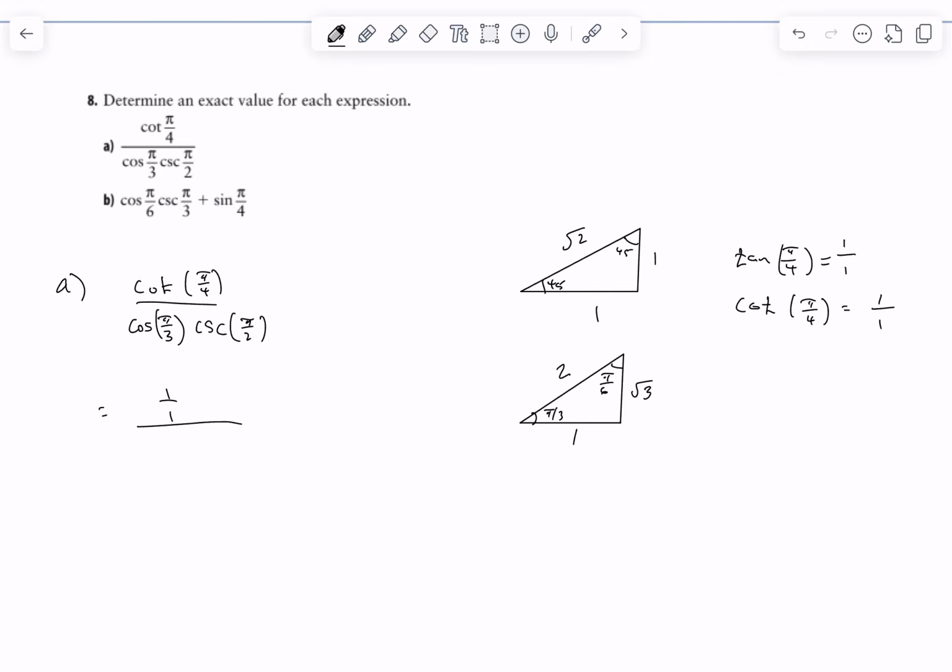So the cos of pi by 3 is going to equal adjacent over hypotenuse, right? And so we're going to get 1/2. So we got 1/2 in the bottom. And then the cosecant of pi by 2. Okay, the cosecant of pi by 2.